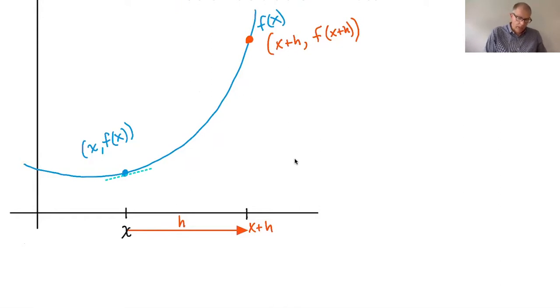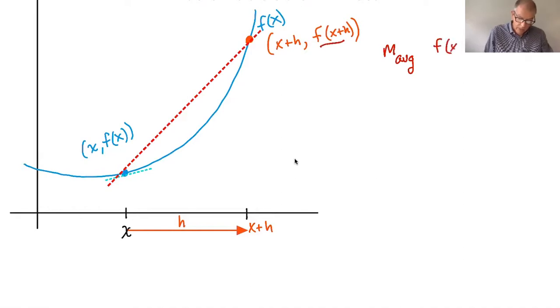What we could do now, because we have 2 points, is get the slope of this red line, referred to as a secant line. And that would be a piece of cake. Finding the slope of that red line would simply be, and we might refer to that as the average rate of change between 2 points that we talked about in class, it's just y2, which is f of x plus h, the y value at the second point, minus y1, which is this y coordinate at the first point, so that's just f of x, over x2, which is x plus h, minus x1, which of course is just x.